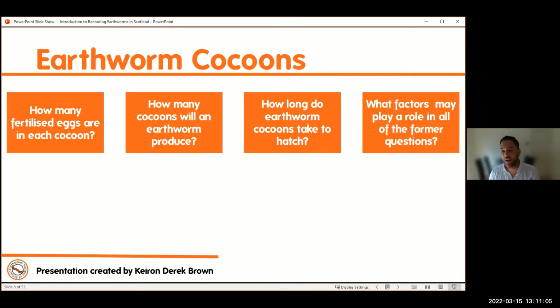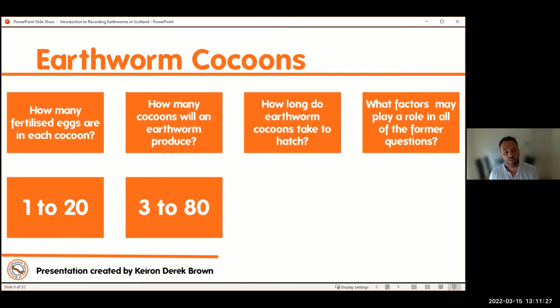A couple of questions that I quite often get asked: how many fertilized eggs are in each cocoon? It can be between 1 and 20. UK species, or UK and Irish species, so the Lumbricidae family, tend to be 1, just a single, but elsewhere in the world it can be up to 20. So how many cocoons will an earthworm produce? Between 3 and 80, I believe that's a year. So again, varies a lot depending on the species, depending on the ecology, depending on food availability, environmental conditions.